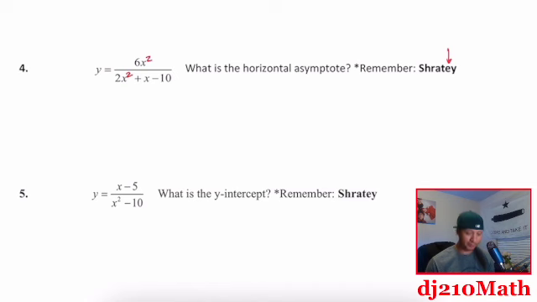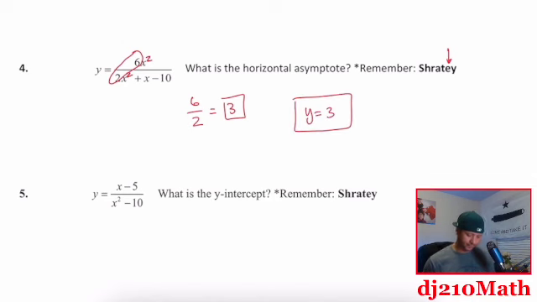And we find out that it's balanced, right? They're exactly the same. So this is where we take the ratio of the coefficients, right? The fraction of the numbers in front. So 6 over 2, which is basically 3. So the horizontal asymptote is going to be y equals 3. Okay, number 5.